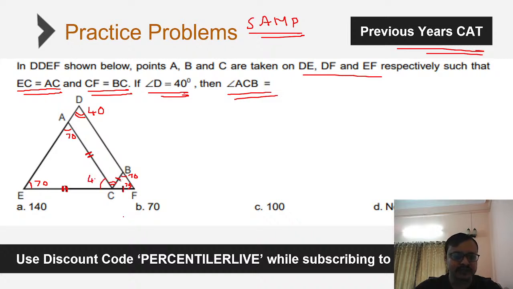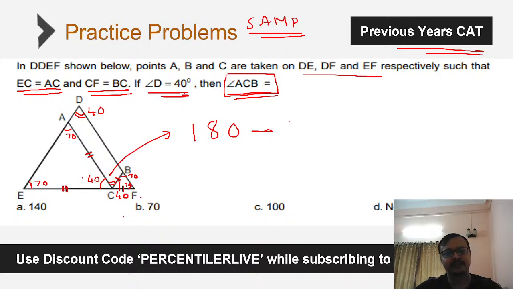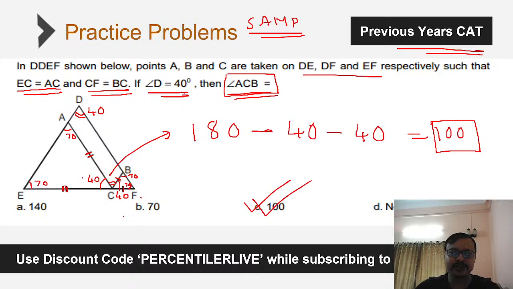Which means the third side here must be 40. But we need to find out angle ACB. What is this angle? This angle will be 180 minus 40 minus 40. So on either side, there are two 40-degree angles. So 180 minus 40 minus 40 will give you the answer: angle ACB is equal to option C, 100.